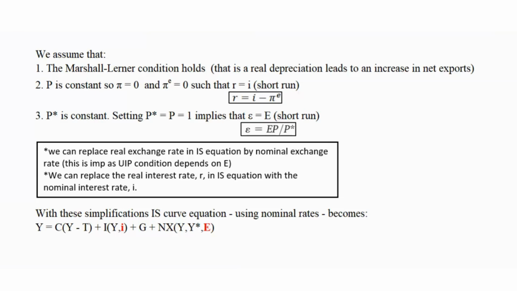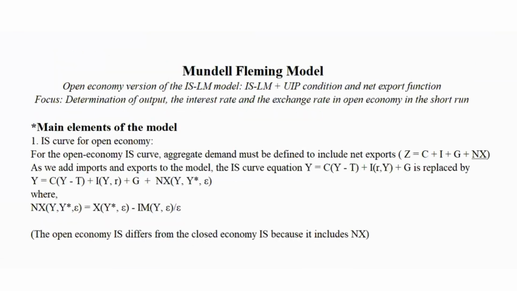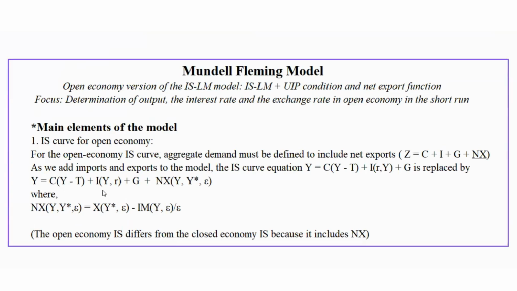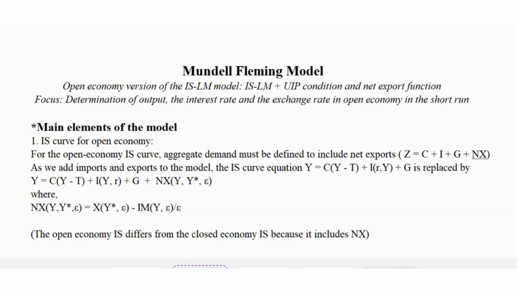So what we can do using this is, now let's go back to the IS curve equation. We know investment depends upon the real interest rate, but because of the assumption that we made, the real interest rate is the same as the nominal interest rate. We know net exports depend upon the real exchange rate, but given the assumption that we made, the real exchange rate is the same as the nominal exchange rate. So the assumptions that we have made allow us to replace the real interest rate in the IS equation by the nominal interest rate, and they allow us to replace the real exchange rate in the net export function using the nominal exchange rate.